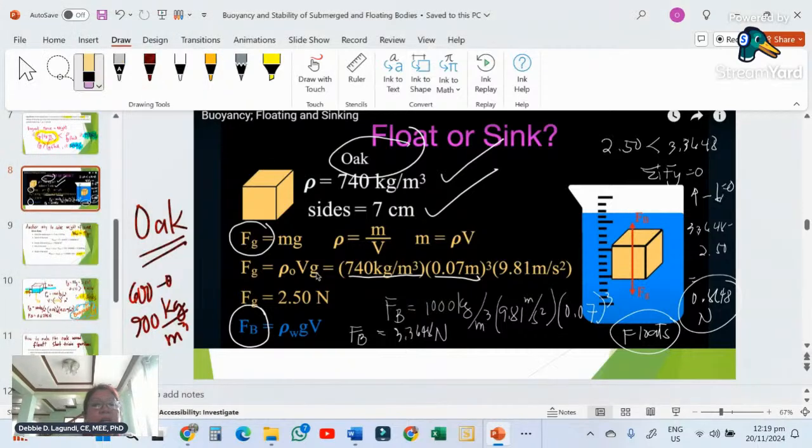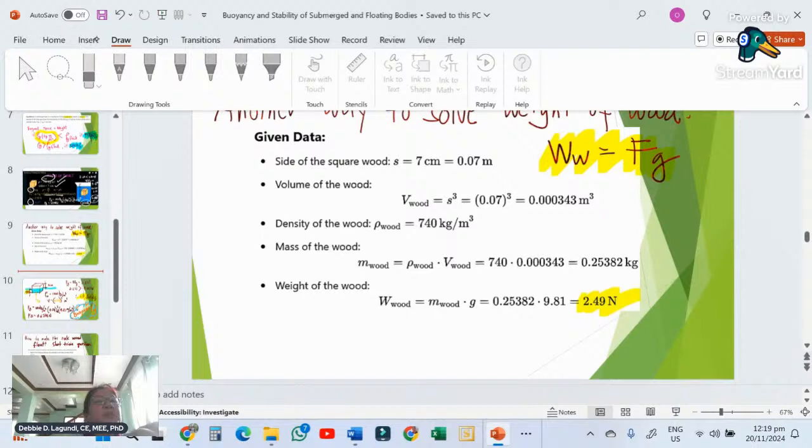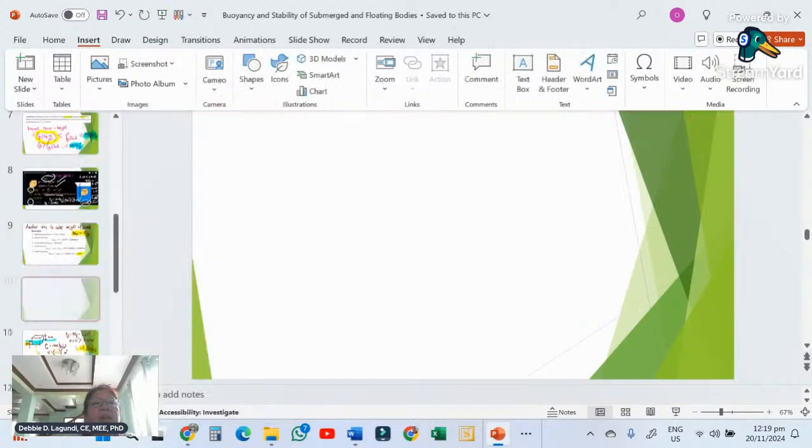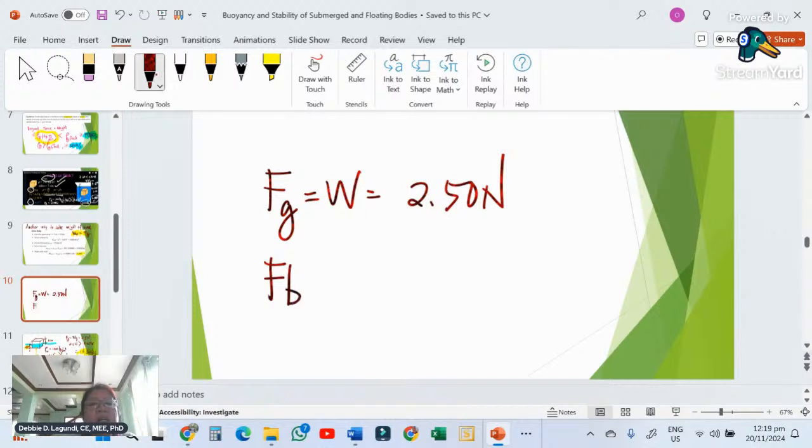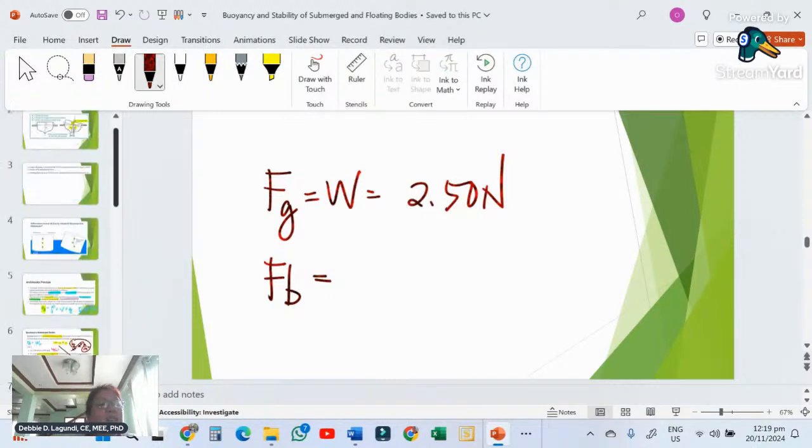As you can see here, the force due to the weight. We have to compare them always. So the next thing is, let's put another slide in here. Let's write the force due to gravity, which is equal to weight, is equal to 2.5 newtons. We still need the force due to buoyancy. Now, there's another way to get 2.5 actually. So I'll show you how.